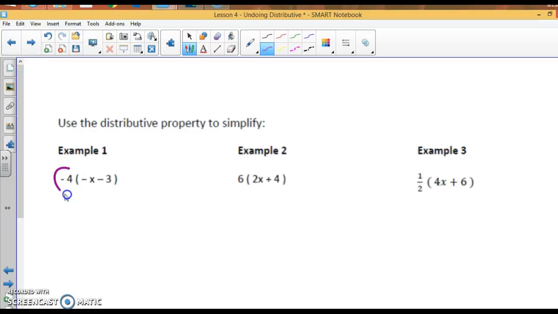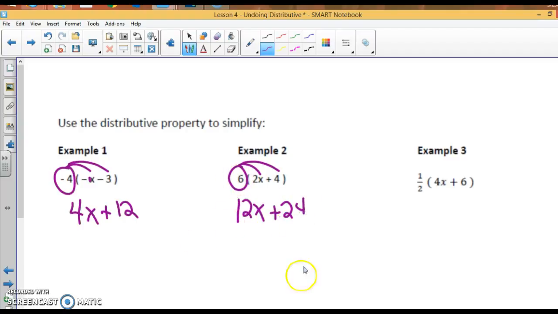Let's do this one. Negative 4 times the quantity negative x minus 3. Remember, this is a negative 1 here. So negative 4 times negative 1x is positive 4x. Negative 4 times negative 3 is positive 12. So 4x plus 12. Next, 6 times the quantity 2x plus 4. 6 times 2x is 12x. Positive 6 times positive 4 is positive 24. And we're done. 12x plus 24.